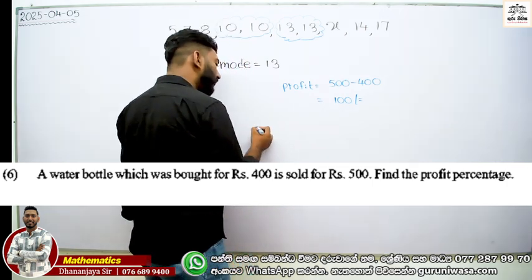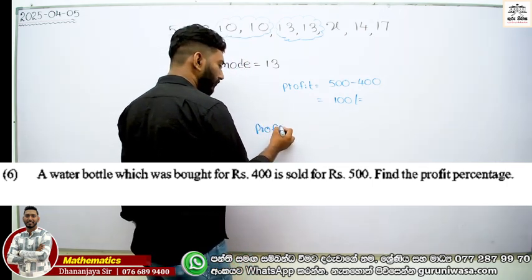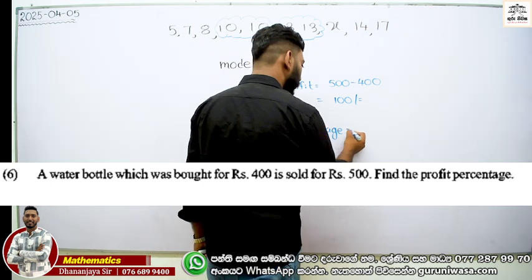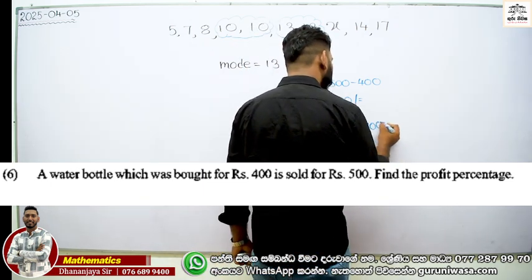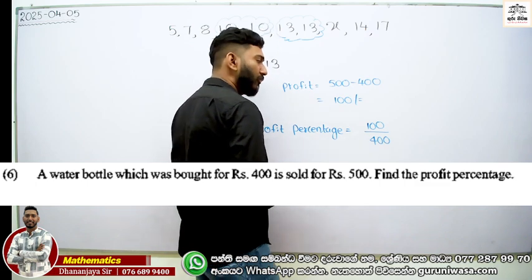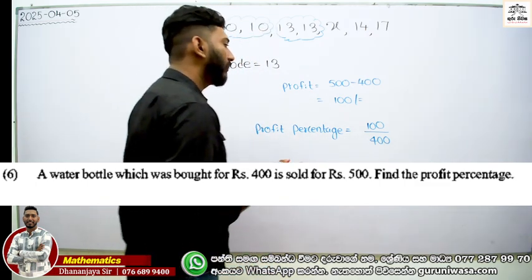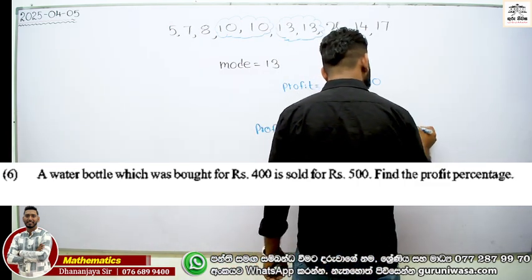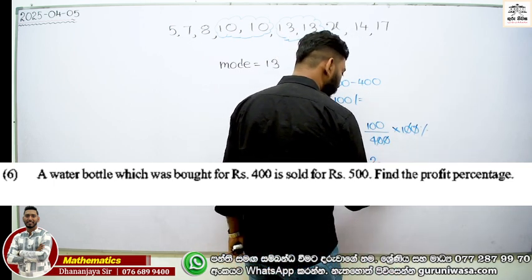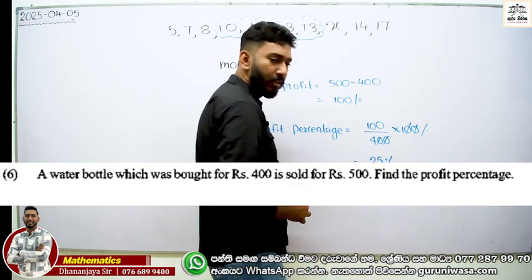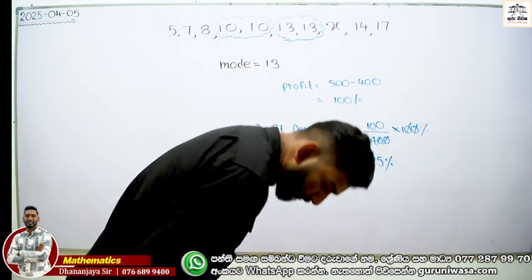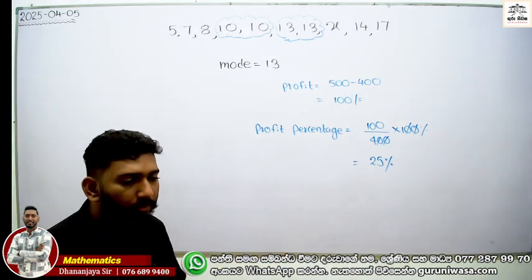And how to find the profit percentage? You have to write it as a fraction, 100 out of 400, then multiply by 100%. And 100 divided by 4 becomes 25%. See, it is right? 25%, right? Note down 25%.